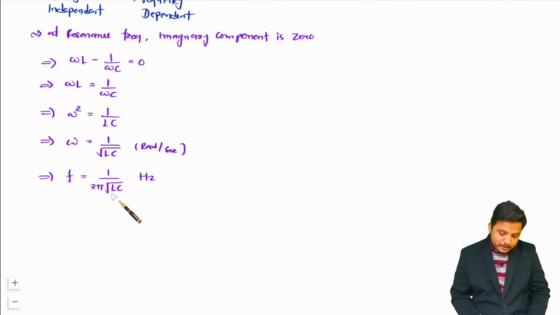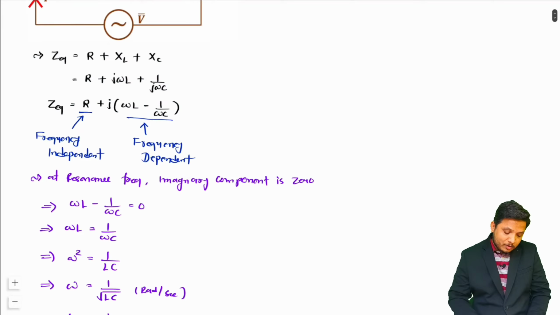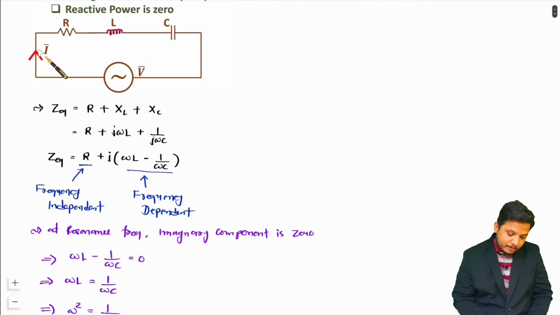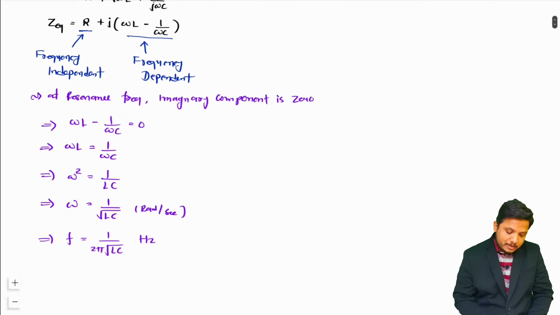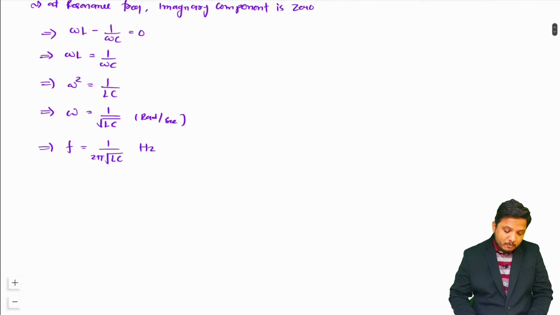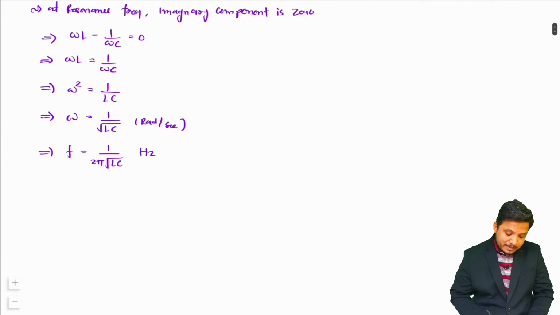Now, my dear students, when resonance is happening, let us try to understand how much current flows. As impedance is getting minimum, if you observe this Z equivalent, that is R plus j into omega L minus 1 by omega C. But at resonance, this component is 0, so impedance will be minimum. So if impedance is minimum, what will happen? Current will get maximum.